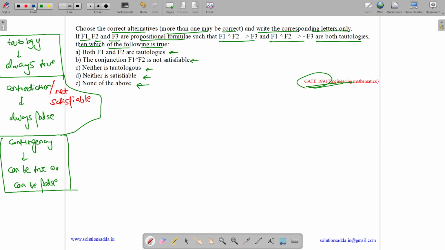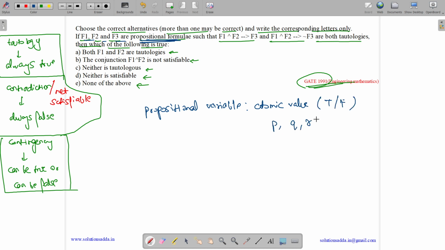Now focus on one thing, that here F1, F2 and F3 are propositional formulae. So what is a propositional variable and propositional formulae? What is a propositional variable? It can have atomic value, which means either true or false. Like when we write P or Q or R, then these are propositional variables. And what is a propositional formula?